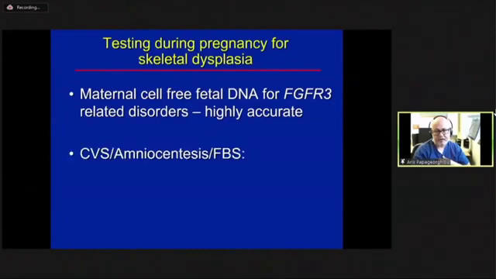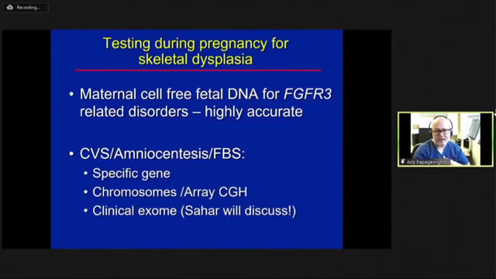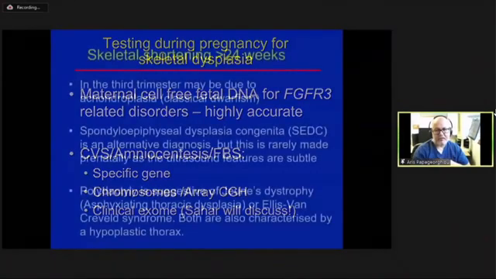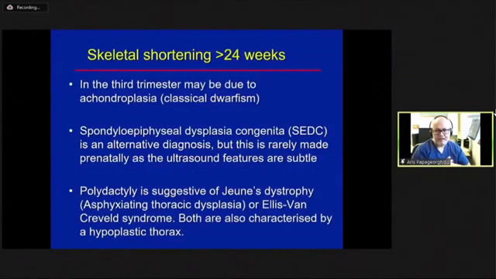Testing for achondroplasia is possible now with maternal cell-free DNA, and I'm not going to say anything more because I know that Saha is going to discuss all about it: clinical exomes and the importance of not just chromosomes and karyotype, but actually doing an exome of the entire genome in these cases.